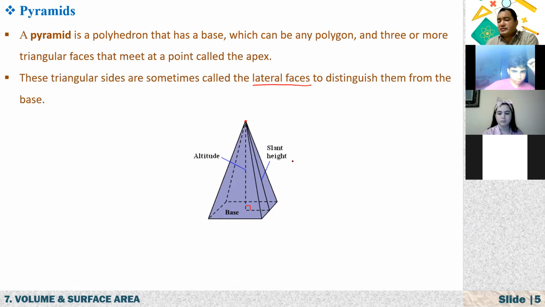Because also if you talk about a cylinder, it has a top and bottom, and also it has a curved surface area. And for a pyramid, we call this a lateral surface area. And also, as you see here, from the top to one side of this triangle, we call this the slant height. Slant height is a height that is not perpendicular to the ground.